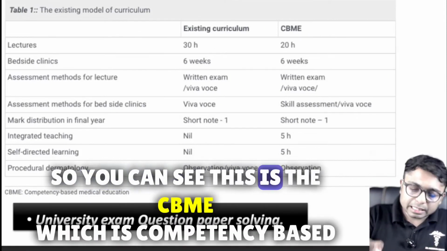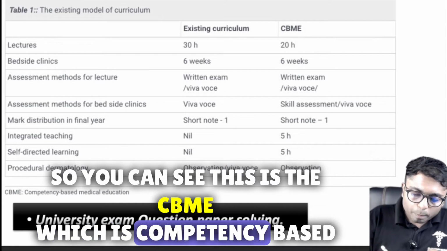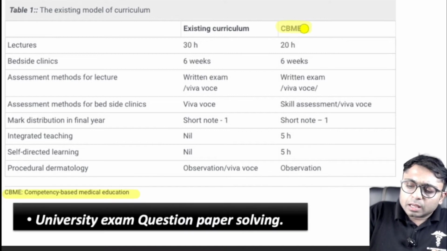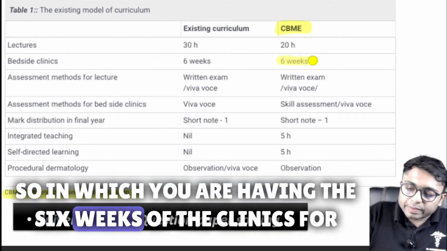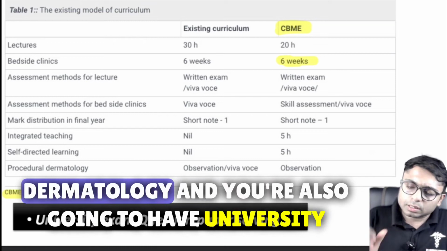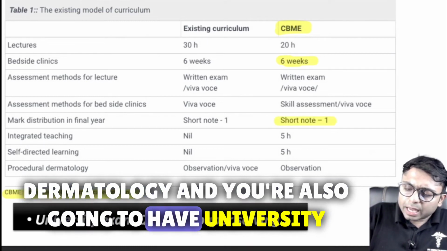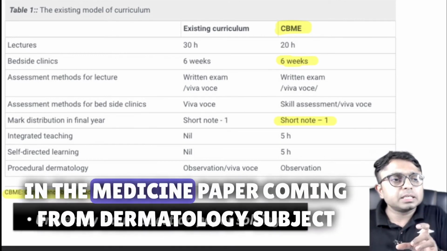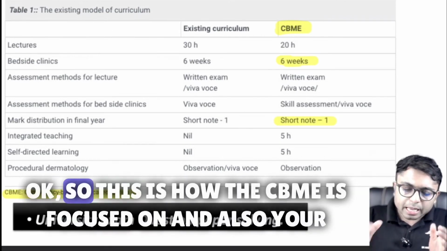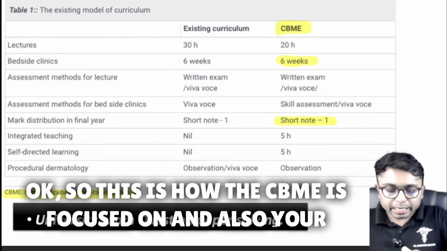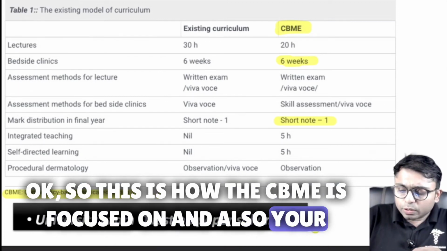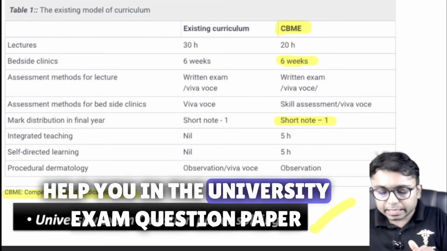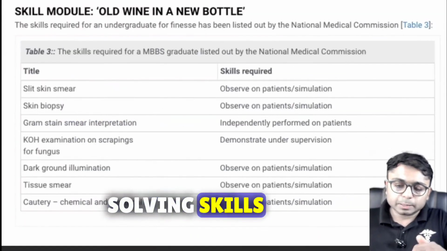So you can see this is the CBME, the competency based medical education norms, in which you have 6 weeks of clinics for dermatology, and you are also going to have university examinations in which you can expect a short note probably in the medicine paper coming from the dermatology subject. So this is how the CBME is focused, and your dermatology knowledge from the hospital posting is going to help you in solving the university exam question paper.